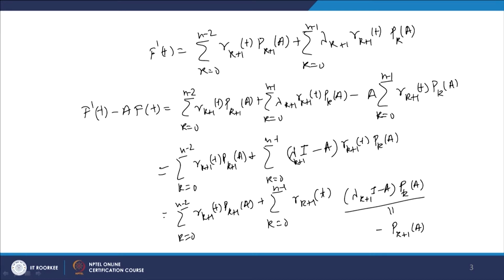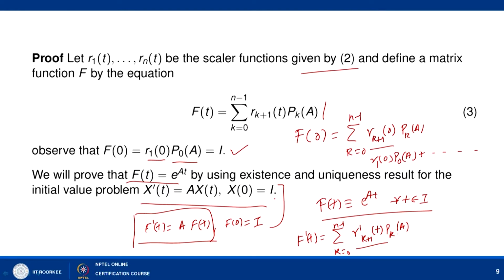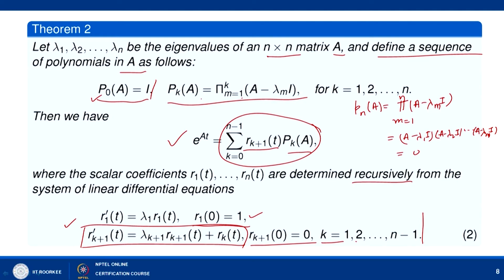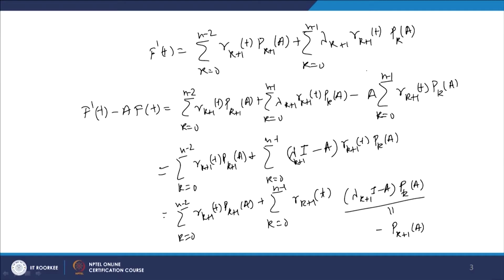So if you look at the expression for this p_k(A), what is the value of p_{k+1}(A)? p_{k+1}(A) is basically (A minus lambda_{k+1} I) into p_k(A). But here we have (lambda_{k+1} I minus A) into p_k(A), so that I am writing as minus p_{k+1}(A).